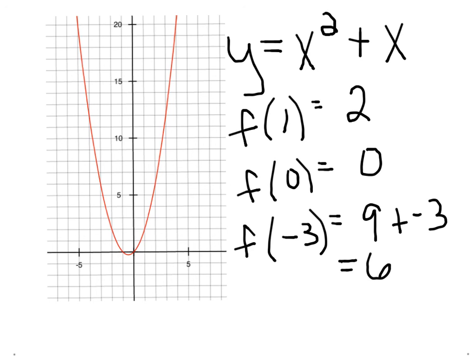Then if you come over and look at the graph, the point (1, 2) is on the graph right here. There's the point (1, 2). (0, 0) is also on the graph, and the point (negative 3, 6) is on the graph. So you can look at the graph, or you can plug the values into the equation.